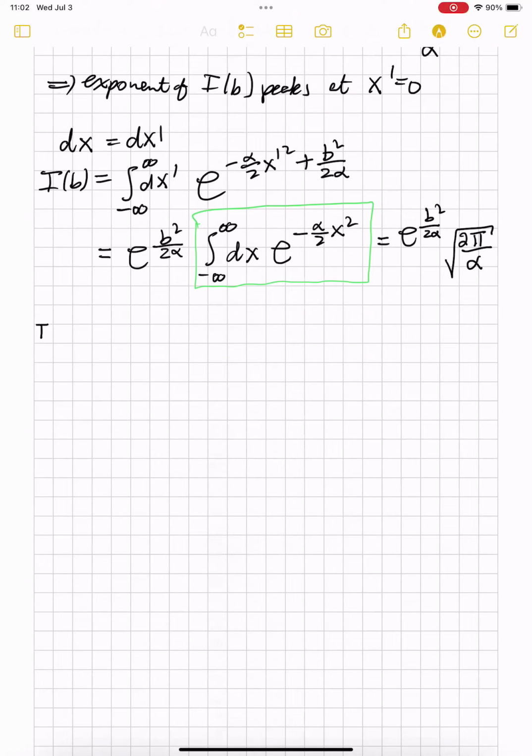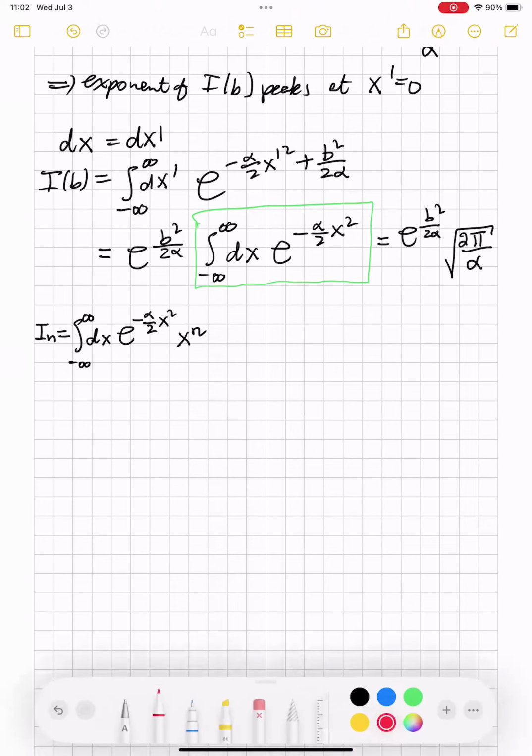Okay, so I'm going to remind you, this is what we've just evaluated. We evaluate an integral from minus infinity to infinity dx, e to the minus alpha over 2 x squared, x to the n. And this is what we called In. That's what we want to calculate. That's our toy model problem, if you like.